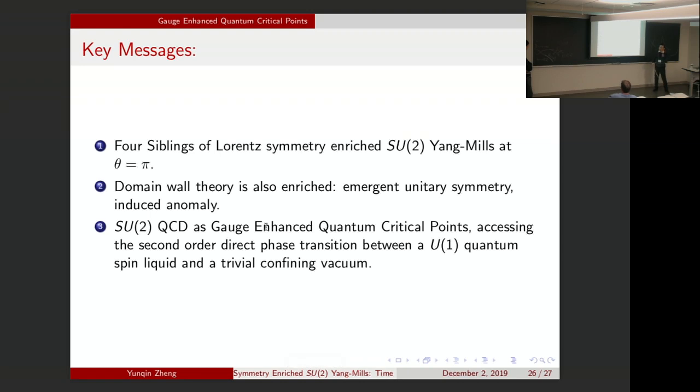So here's the summary. First, we know that there are four different kinds of symmetry enriched SU2 Yang-Mills. Second, we have discussed the domain wall theory. The domain wall is also symmetry enriched, there is an emergent symmetry, and there is also an interesting relation between the anomaly on the domain wall and the anomaly in the bulk. Also, if we assume that SU2 Yang-Mills flows to the U1 quantum spin liquid, then we can find that the SU2 QCD can be a direct second order phase transition between the EF MBT quantum spin liquid and the trivial vacuum, which we call the gauge enhanced quantum critical point. Okay, thank you.